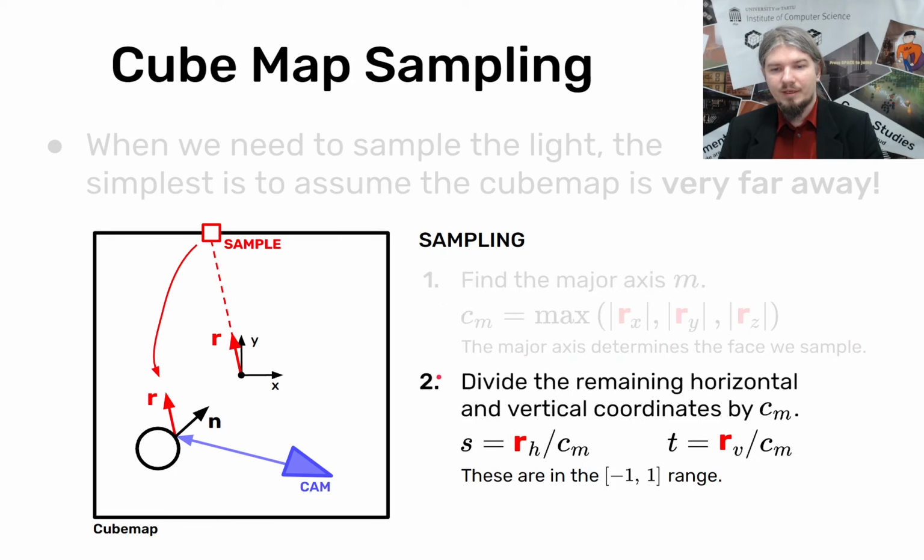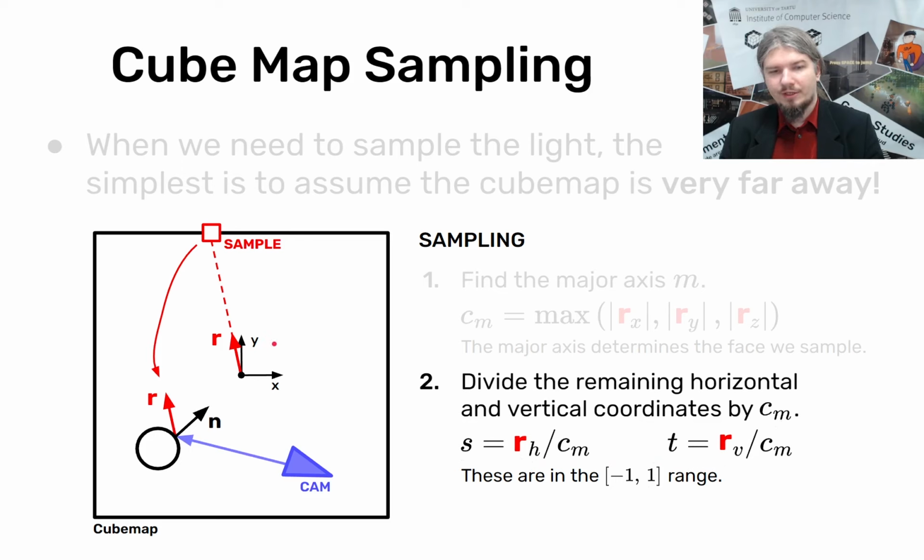The next step is to then divide the remaining horizontal and vertical coordinates by that maximum value. This will give us S and T, which will be in the -1 to 1 range, representing both the horizontal and vertical sampling coordinate. You can imagine it like this.